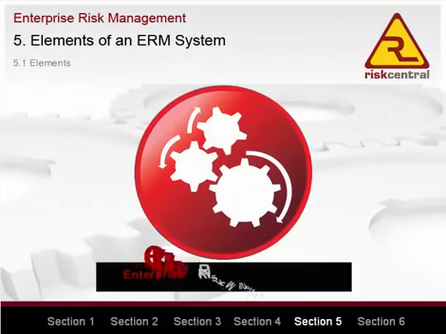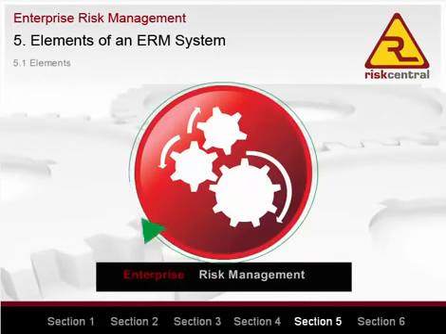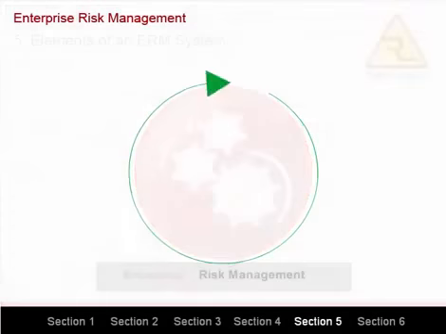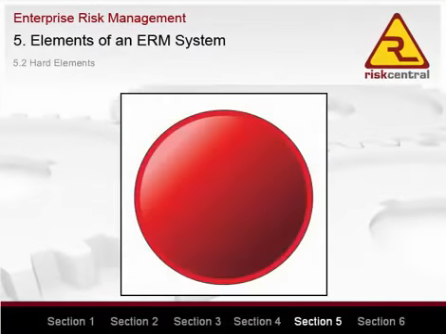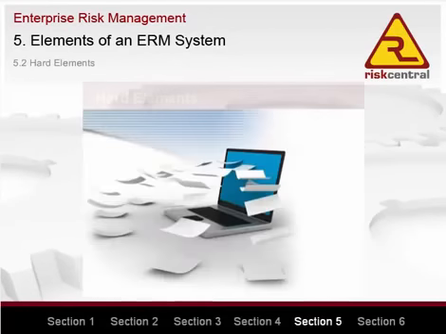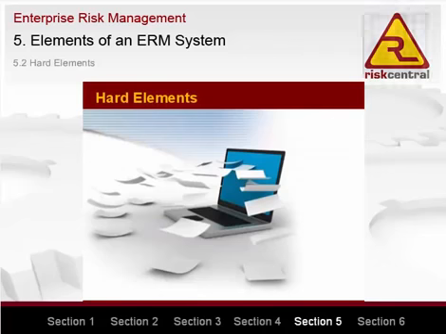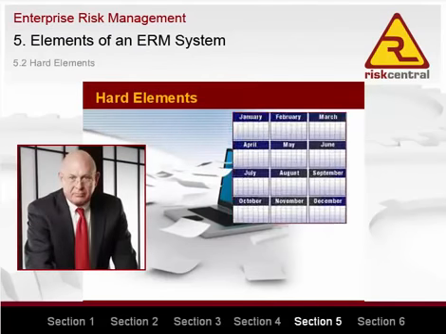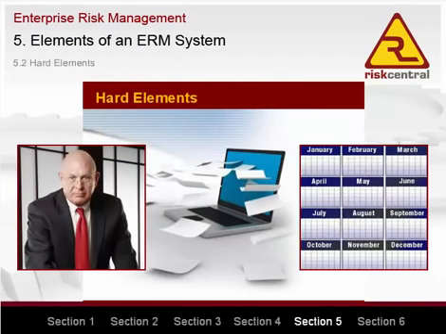As with all business systems, an ERM system requires a number of elements to perform effectively. ERM system elements can be broken into 3 parts. The hard elements provide information on what managers are expected to do and when and how they should do it. These hard elements are primarily documents.